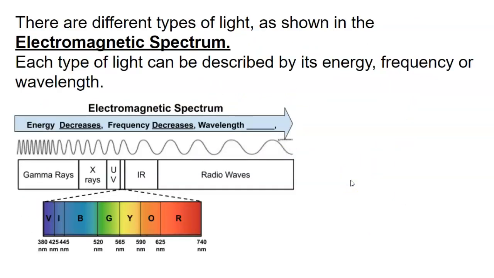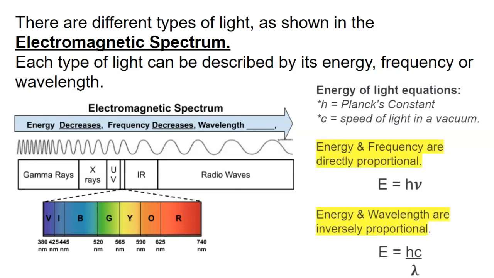Now, there are different types of light, as shown by the electromagnetic spectrum. So you have gamma rays, X-rays, ultraviolet or UV light. You have visible light, infrared, and radio waves. Now each type of light can be described by these three properties: its energy, frequency, and or wavelength. Now those three properties are related to each other by a couple of light equations.